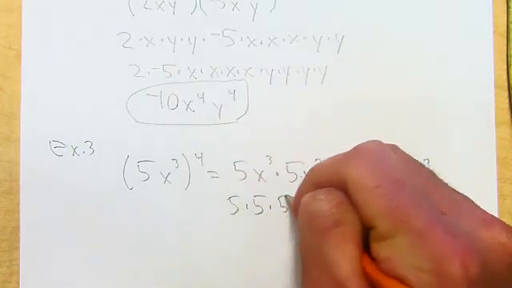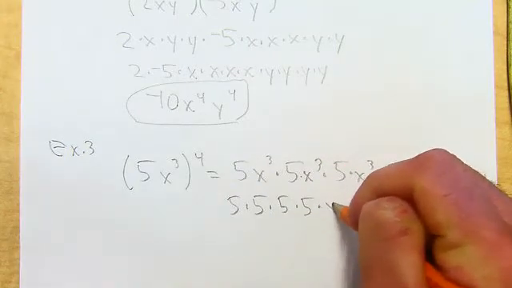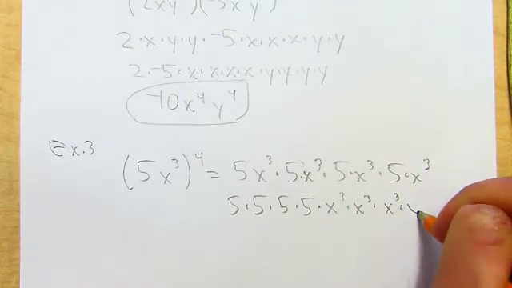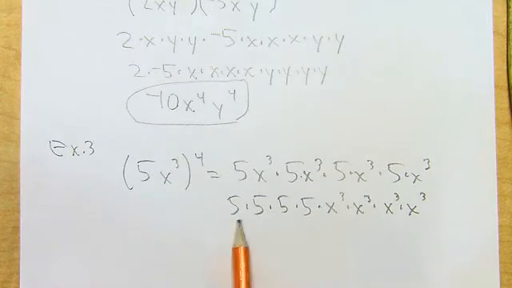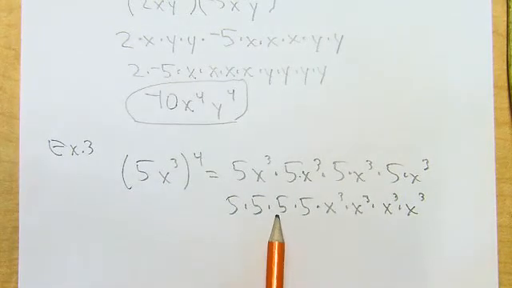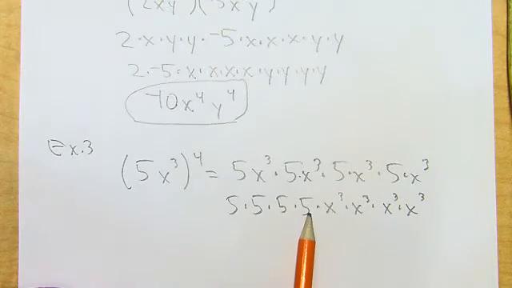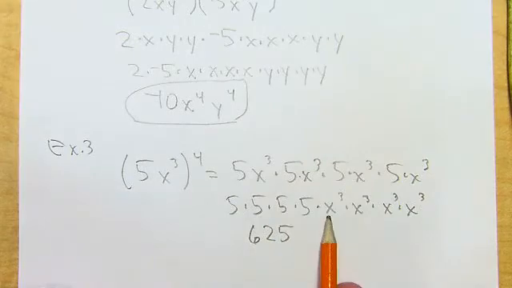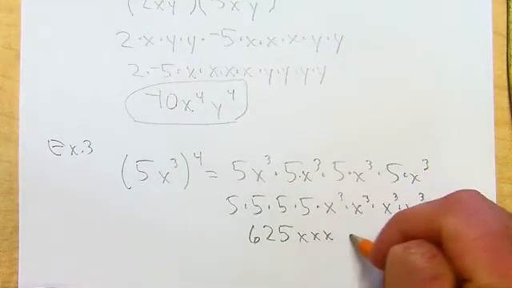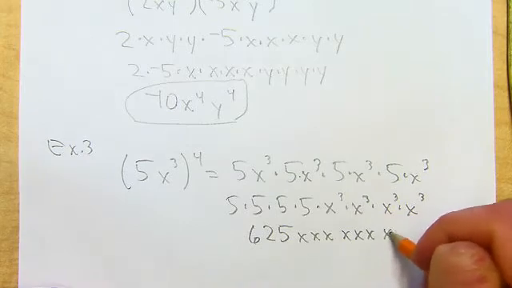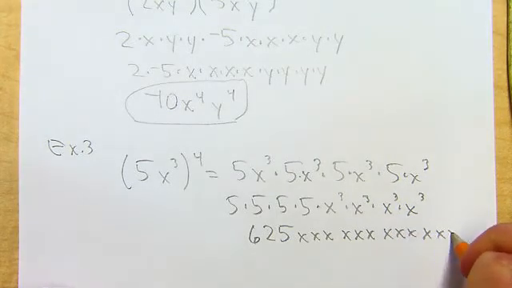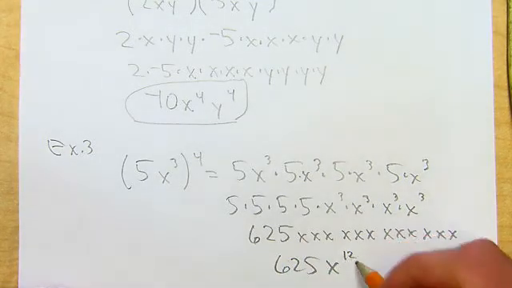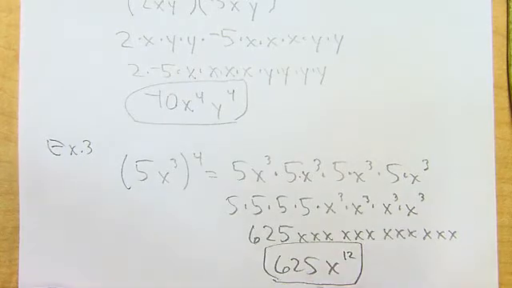If I rearrange like on the last one, I'm going to save myself a little bit of writing here, but really 5 times 5 is 25. 25 times 5 is 125. 125 times 5, I believe, is 625. And then we've got x to the 3rd, x to the 3rd, x to the 3rd, x to the 3rd. So what do we got? 625 x to the 12, right, is the final answer. So expand that all out so you can see what's going on there.